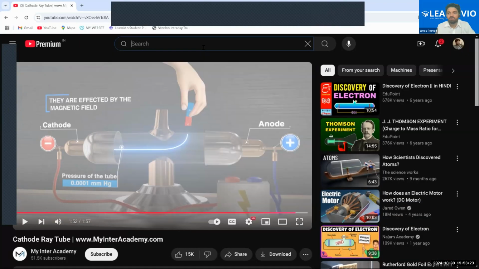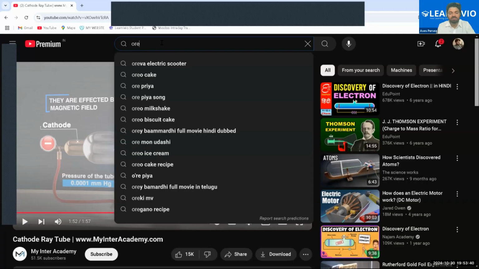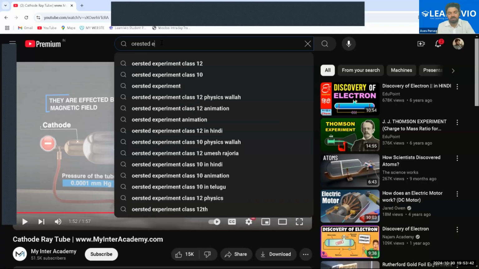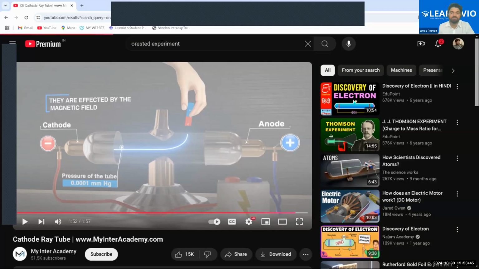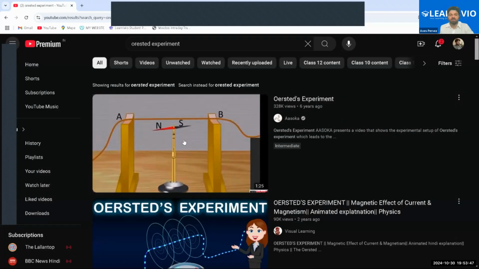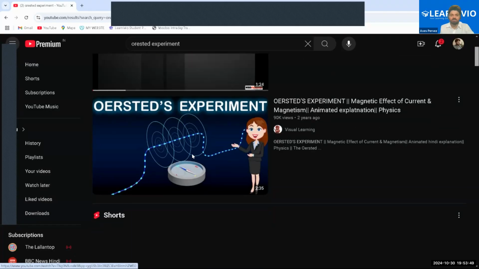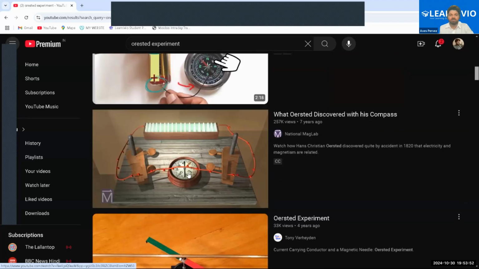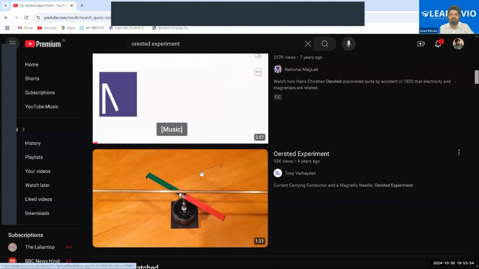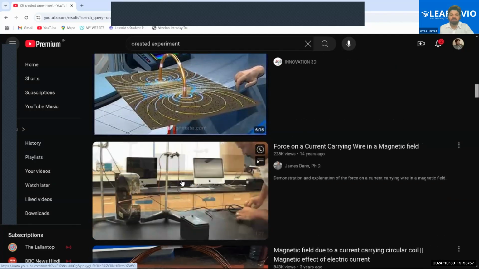Let me show you first of all, when Thomson was doing this experiment, he found that these rays are charged particle beams. And how did he conclude that these are charged particle beams? Because whenever a charged particle moves, it behaves like a magnet. Let me show you the Oersted experiment. The Oersted experiment shows what happens when we have a charged particle moving.